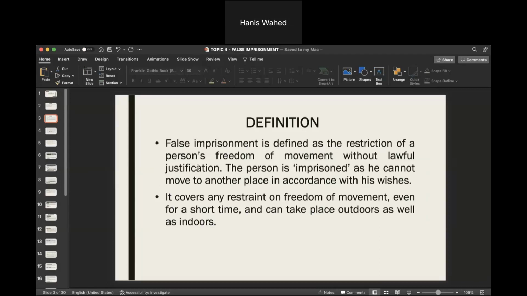Okay, so from this definition, we can say that false imprisonment means it is some sort of infliction of bodily restraint, and that restraint is not expressly or impliedly authorized by the law. So it is intentional detainment or confinement of the plaintiff by the defendant without any justification. So that's the meaning of false imprisonment.